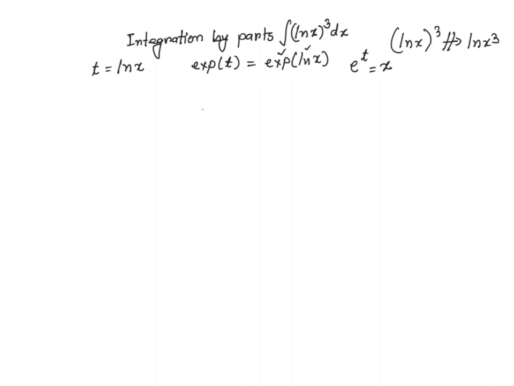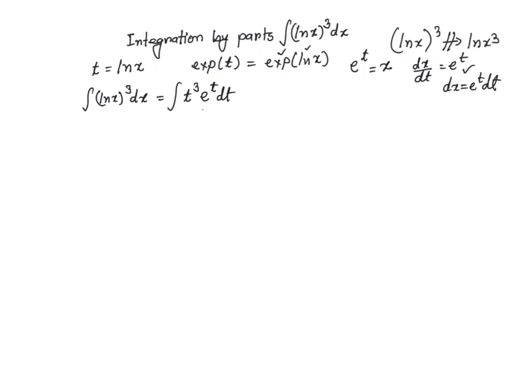Now I take the derivative of both sides, so dx over dt is equal to e to the power t, which gives me dx is equal to e to the power t dt. Now my integral of ln of x whole cube dx becomes the integral of t cube, since ln of x is t, and dx is e to the power t dt, as I have found here.